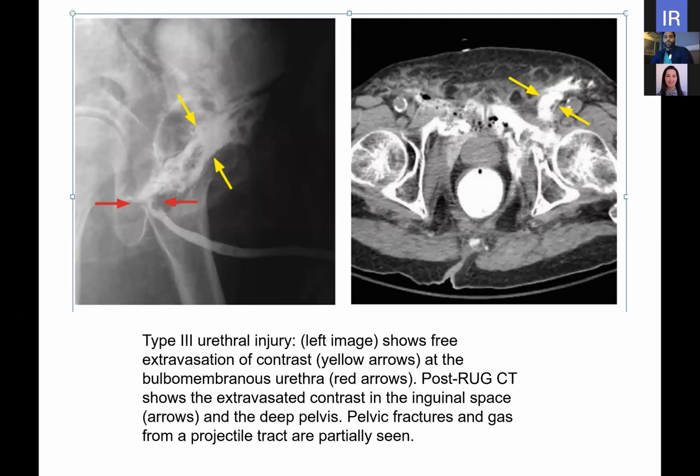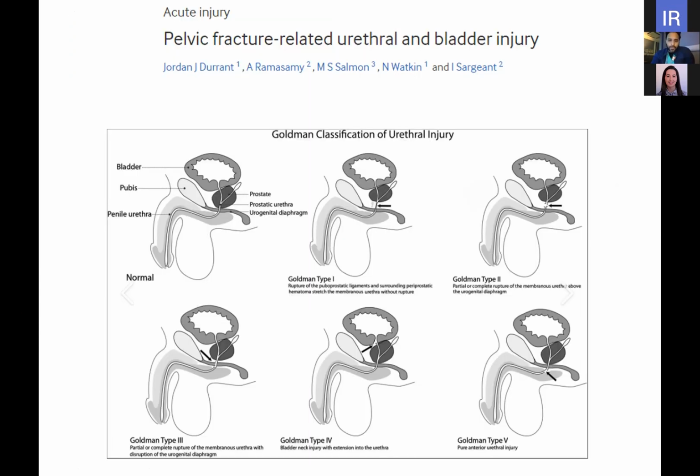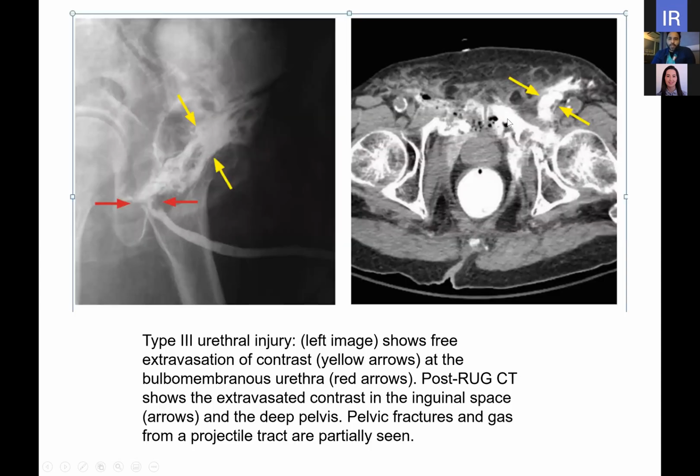So here's an example of grade 3. So if we look back at the grade, so this is grade 3, so rupture of the membranous urethra and the urogenital diaphragm. We see leak of contrast essentially into the extraperitoneal space and then towards the inguinal canal here. So I think this was actually a gunshot wound to the groin, and you can see several locules of gas, lots of free contrast that's within the pelvis and also towards the inguinal region here, and certainly bony fractures as well.